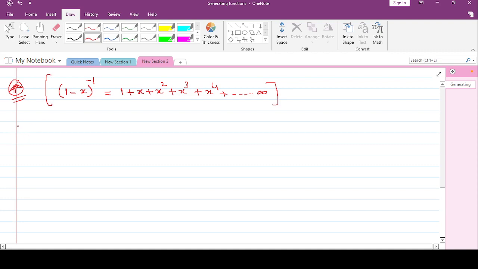So the question is this: if we have the sequence a_n equal to 1, where n is a whole number, and a whole number starts from 0, then find the generating function.